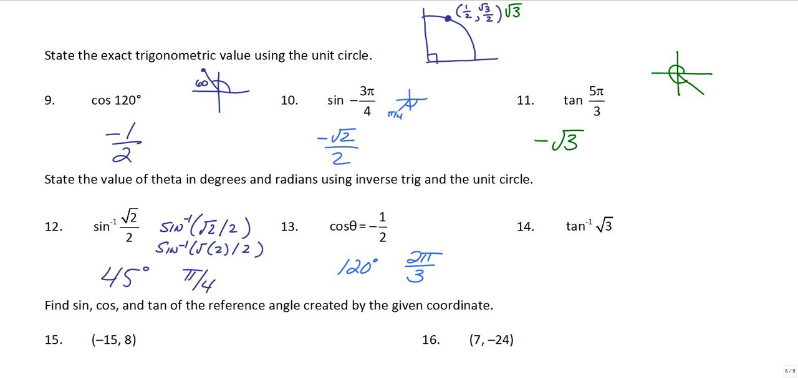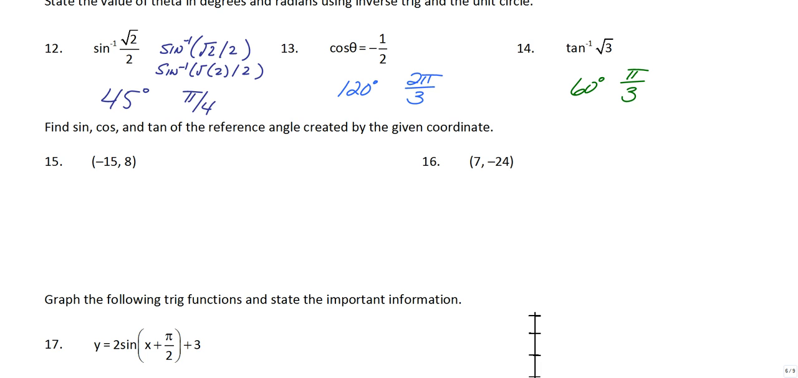Second tangent of the square root of 3. You'll end up with 60 degrees. Divide that by 180 and change it to a fraction, and you will have pi over 3. Okay, so all of that can be used to help you evaluate trig functions.